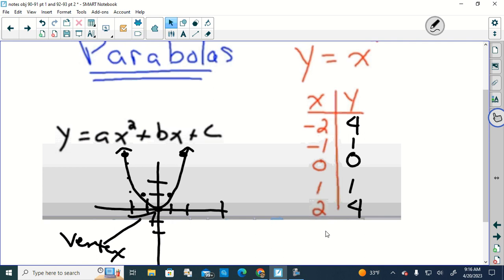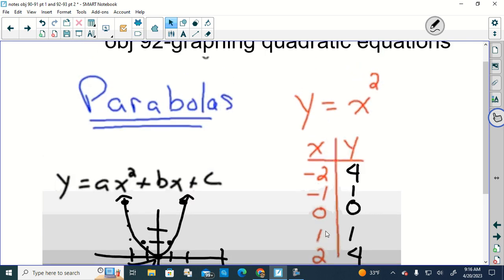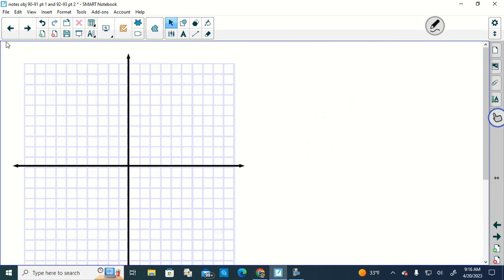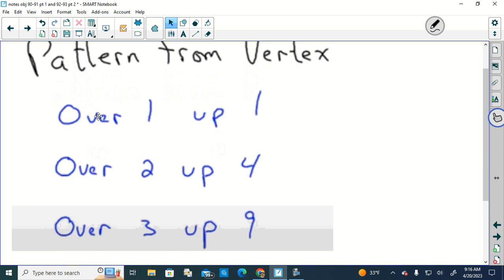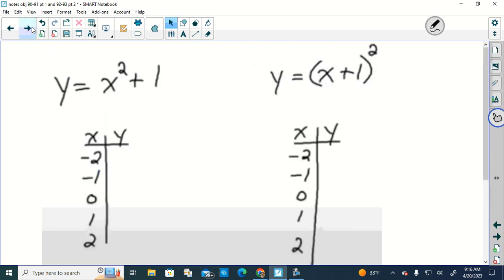If you were to plug the value of 3 in here, plug in 3, then you would get 9. If you plugged in a negative 3, you're still going to get 9. So that is our pattern. So then I'd go over 1, 2, 3, so right here, and then up 9, which if I extended this, you would see that. So you need to commit this to memory, because anytime there's not something in front of the x squared, that is going to be where you're going to go for the next ones.